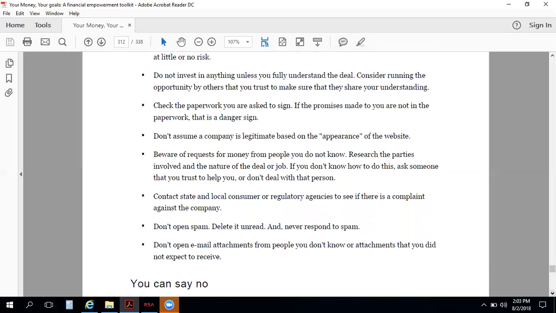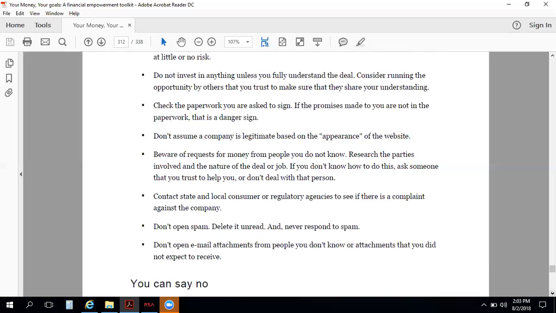If you do not know how to do this, ask someone that can help you, or don't deal with that person. Contact the state or local consumer or regulatory agencies to see if there's a complaint against the company. So again, Better Business Bureau. If a client has the ability to investigate with the Better Business Bureau, they probably should, to see if there's any former complaints against this company that they're asked to send money to.